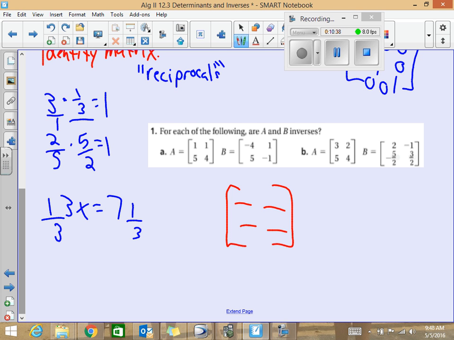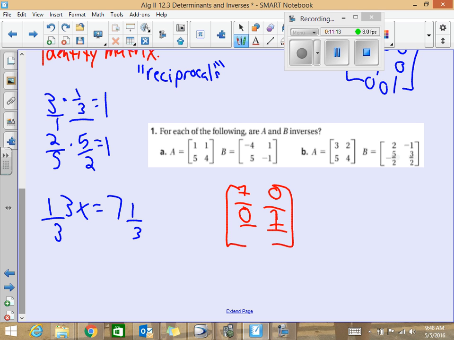So row 1, column 1 is going to be -4 plus 5, which gives us what? -4 plus 5 is a 1, right? Row 1, column 2 is 1 minus 1, which gives me a 0. Row 2, column 1, -20 plus 20 is 0, right? And row 2, column 2 is 5 minus 4, which gives me 1.